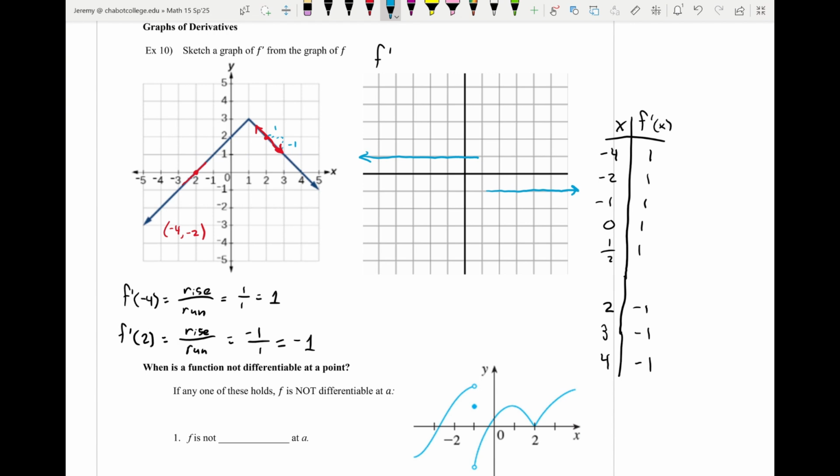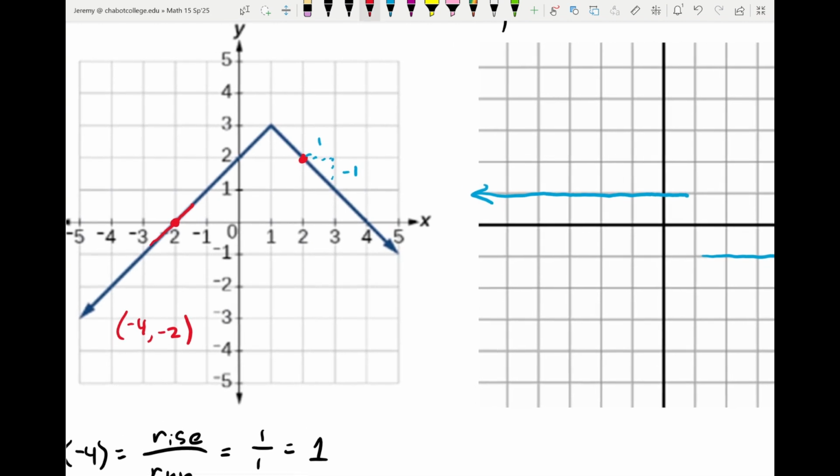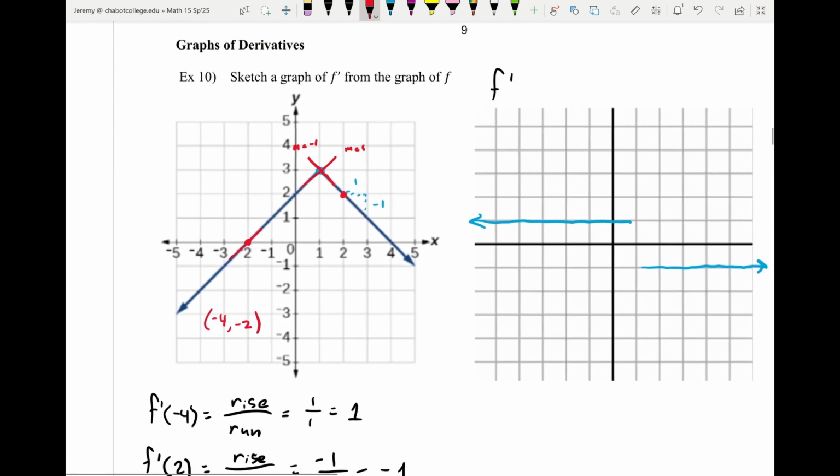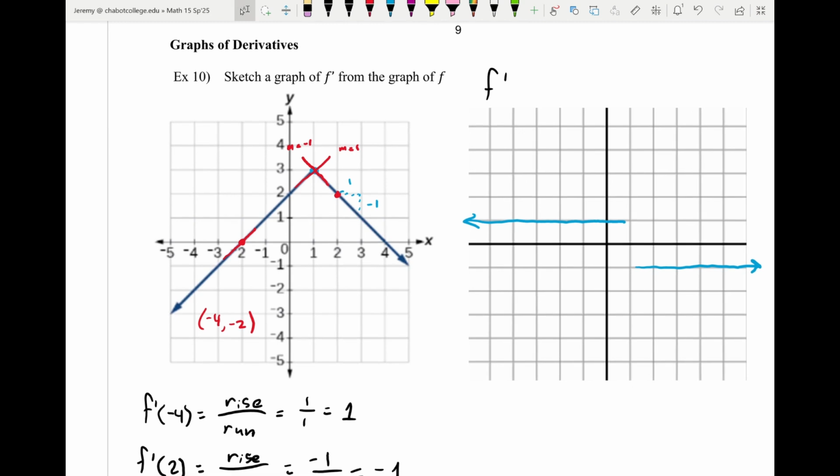So now the question: what is happening at x equals 1? Let's look at that point at x equals 1. To the immediate left of x equals 1, the derivative is equal to +1. To the immediate right of x equals 1, the slope is -1. What does that mean for the derivative at x equals 1?